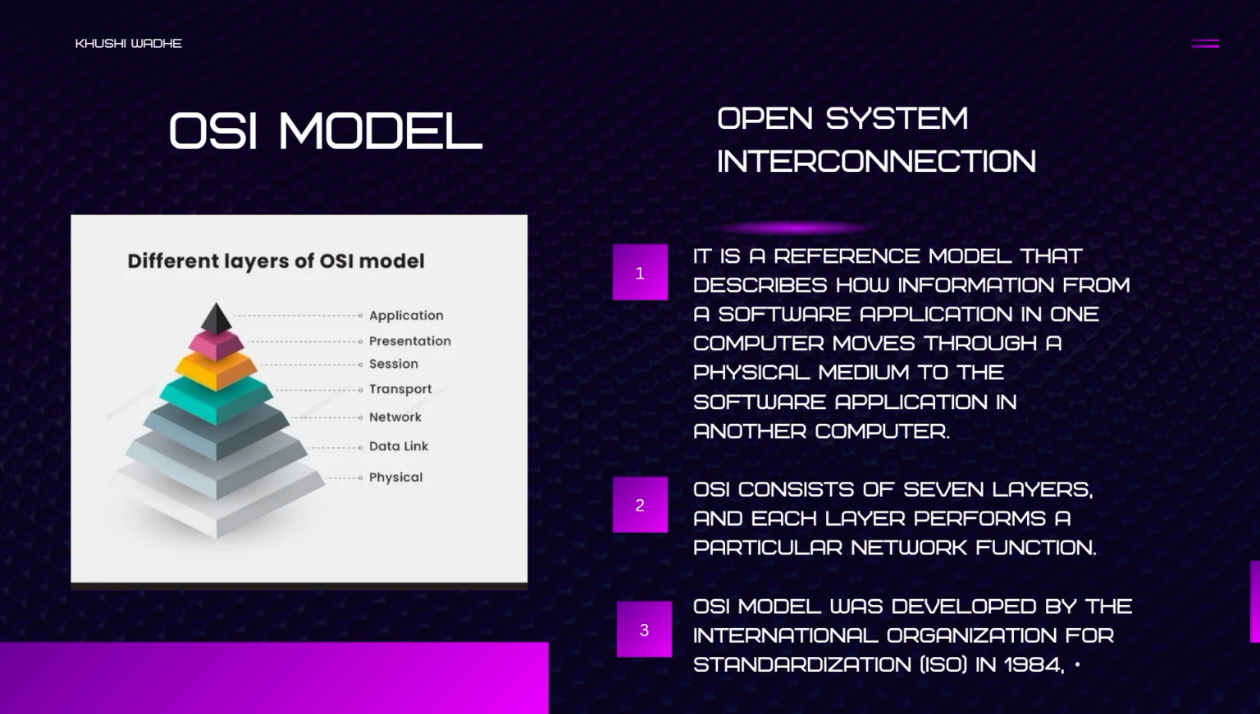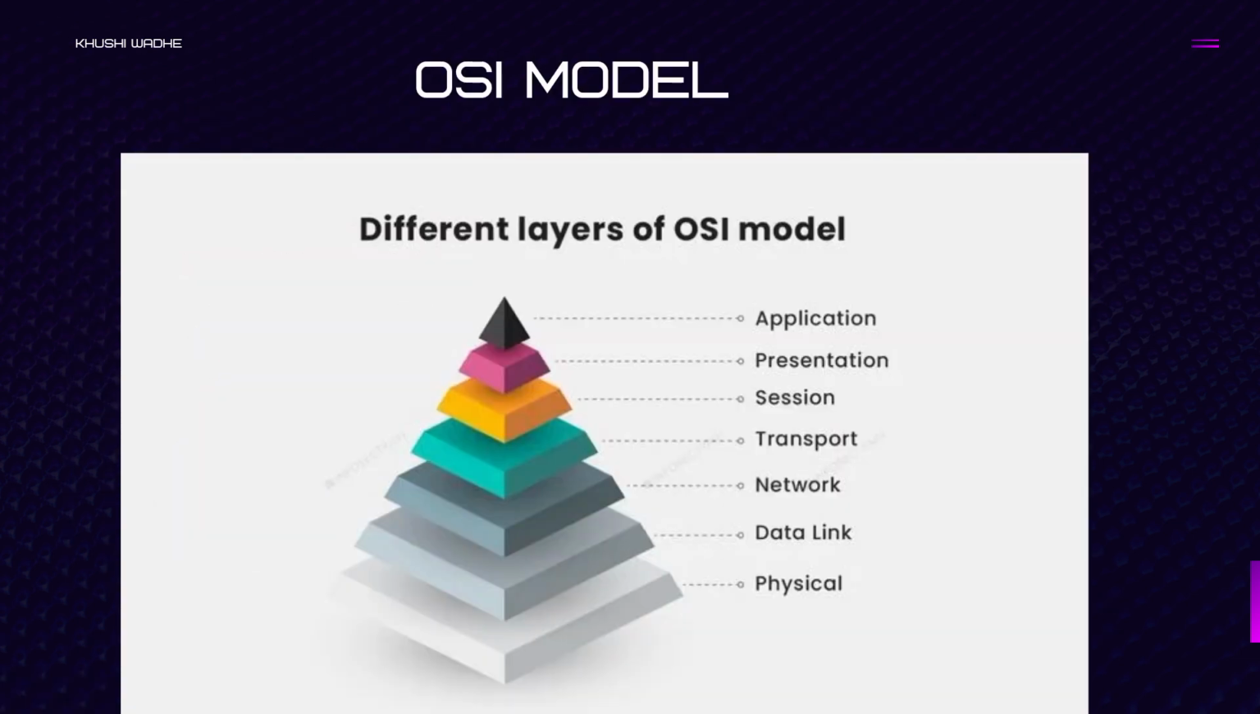Now we are going to discuss the OSI model. The full form of OSI is Open System Interconnection, and it is a reference model that describes how information from a software application in one computer moves through a physical medium to the software application in another computer. The OSI model was developed in the year 1984 by the International Organization for Standardization, the ISO.